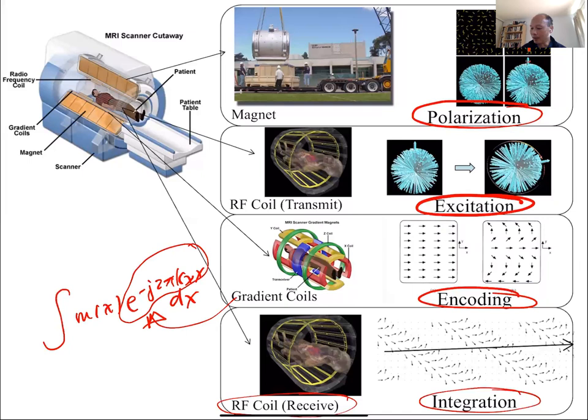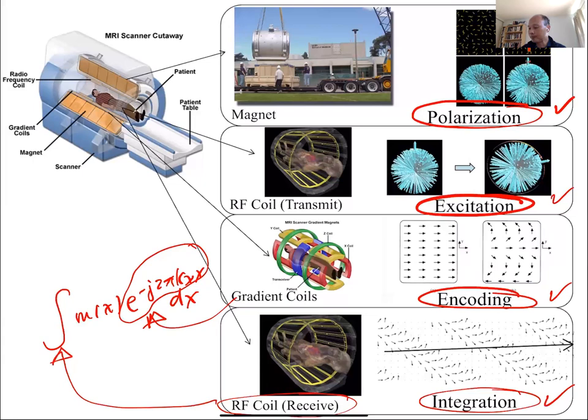So what we're gonna work up to is that this MRI system is actually gonna be able to do the Fourier transform of our objects for us. And these are the steps that it needs to take: polarization, excitation, encoding, and integration. And so we're gonna start now by looking at polarization, and then we'll get into precession.